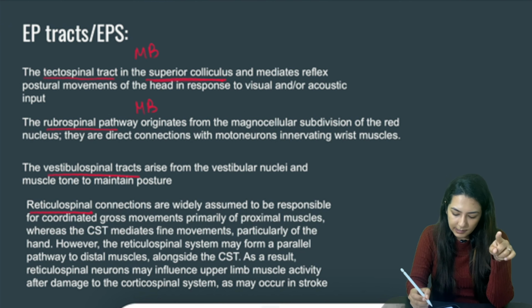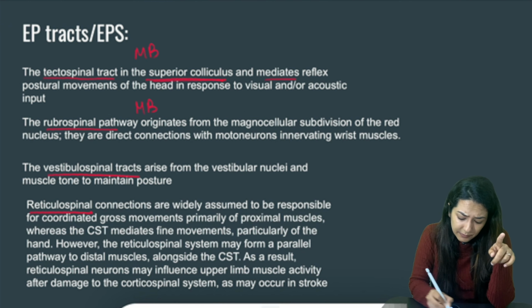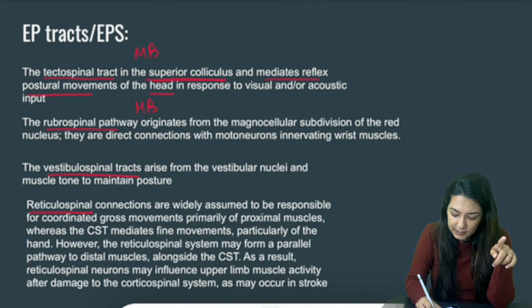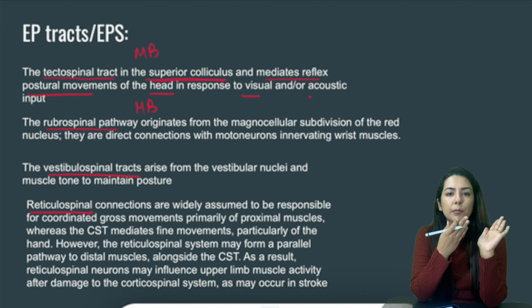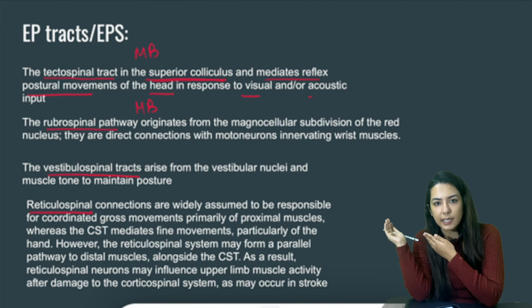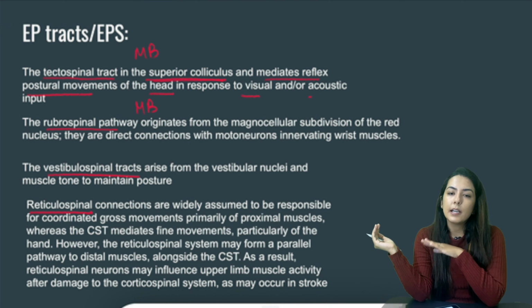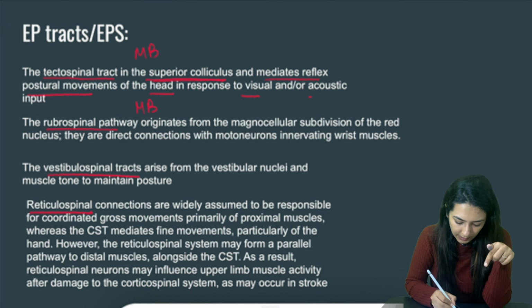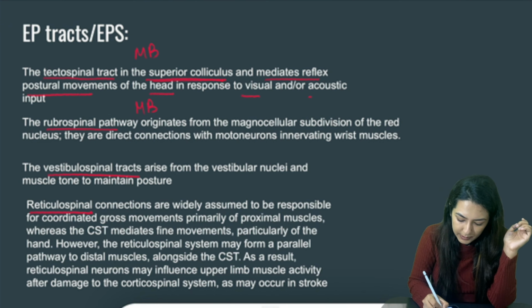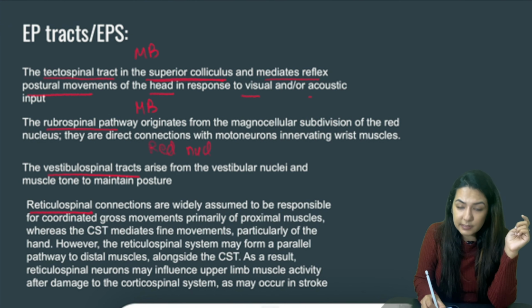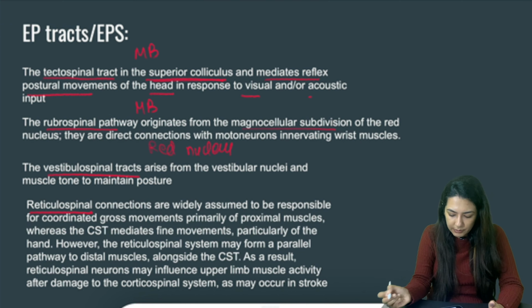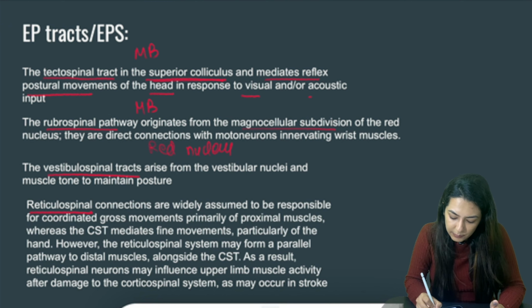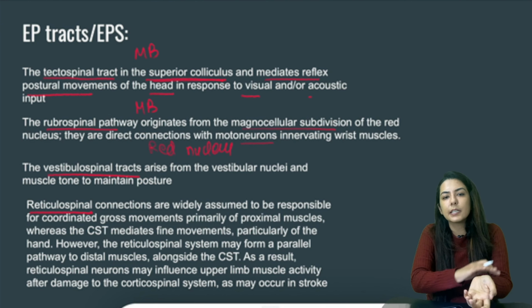tectospinal tract starts in the tectum, and it mediates a reflex postural movement of the head in response to visual and acoustic input. So if someone is calling you from behind, your head moves towards that side. That is your reflex movement of the head, and that is done by the tectospinal tract. Then the rubrospinal tract. Rubro means red nucleus, which is present in the midbrain. It starts from the red nucleus, goes into the spinal cord and controls the muscles. It originates from the magnocellular subdivision of the red nucleus. They have direct connection with motor neurons innervating wrist muscles, basically distal muscles.